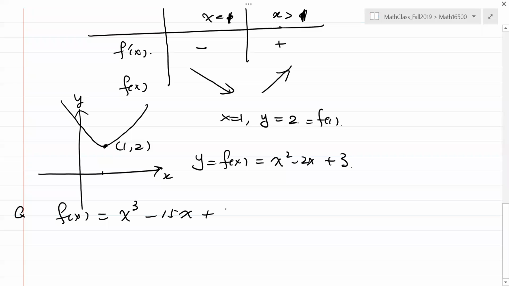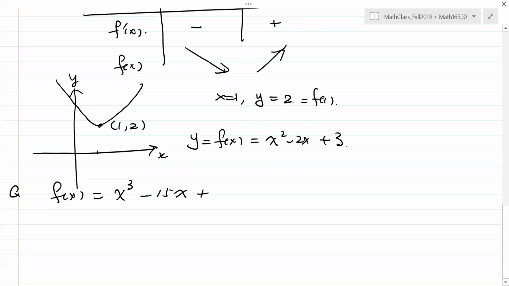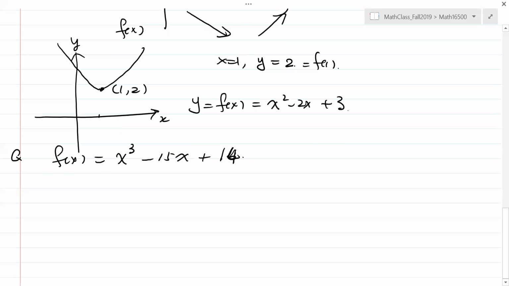Let's assume that's going to be 1 or 2. Let me check. Plus 6. Let's put 6 here. For some, I'm going to put 14. Okay, doesn't matter. There's a purpose to doing that.